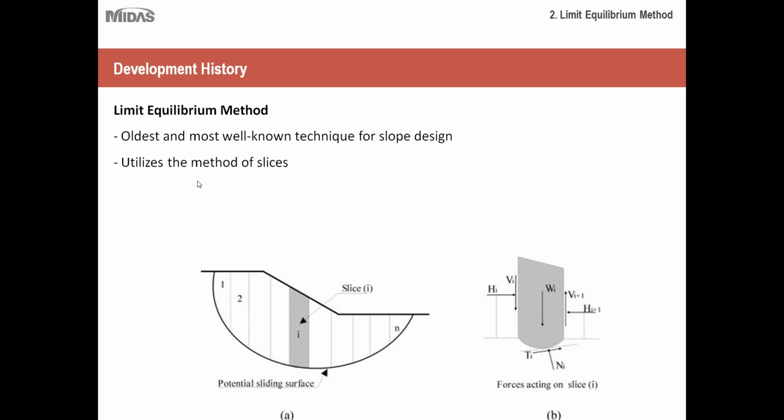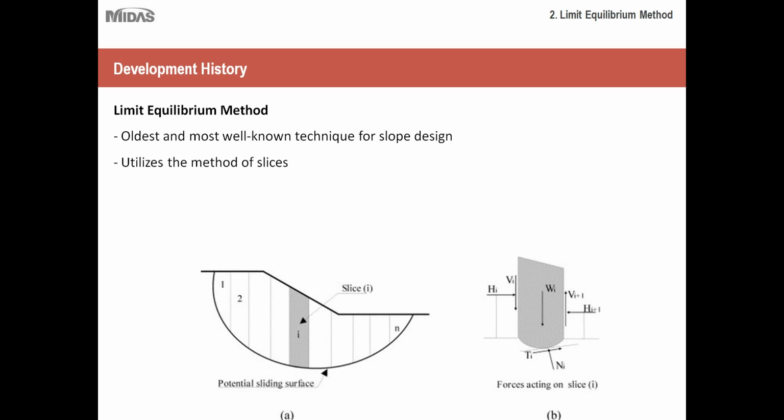And it utilizes something called the method of slices. So essentially, what you'll do is you'll take your slope and you'll draw what's called an arc failure surface. Typically, it's an arc failure surface, but there are certain instances where it's in the shape of a block or a wedge. I'll talk about that later.